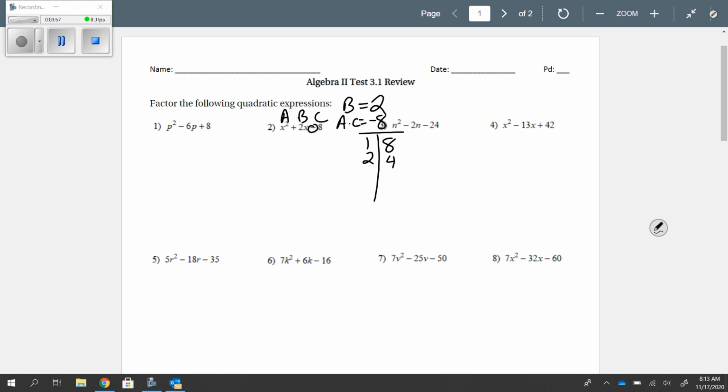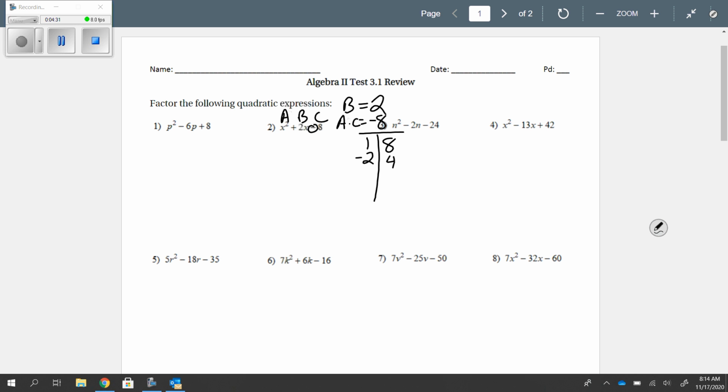It's almost the exact same problem. The only difference is 8 is negative and our B is positive 2. So if we know our A times C is negative, we know one of our factors will be negative. Not both, like number 1, because C was positive, but on number 2, only one of them will be negative. Okay? Now we have to use our brain. If B is a positive 2, that means we know the bigger number needs to stay positive. So we're going to make 2 negative. All right? Now look at it.